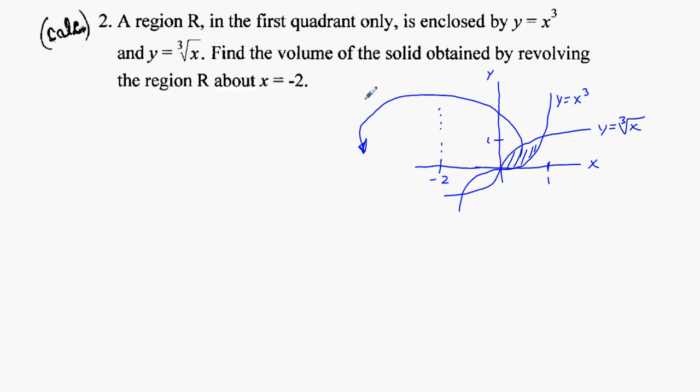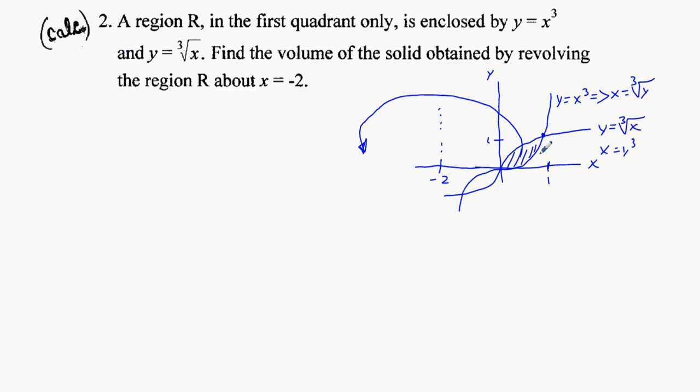But to do that, we would take each equation respectively and solve for x. So if we solve this cube root function for x, we're going to have x equals y cubed. And then if we take this other one here, this y equals x cubed, that's going to be x equals cube root of y. And I hope that makes sense. It's going to be helpful to us.